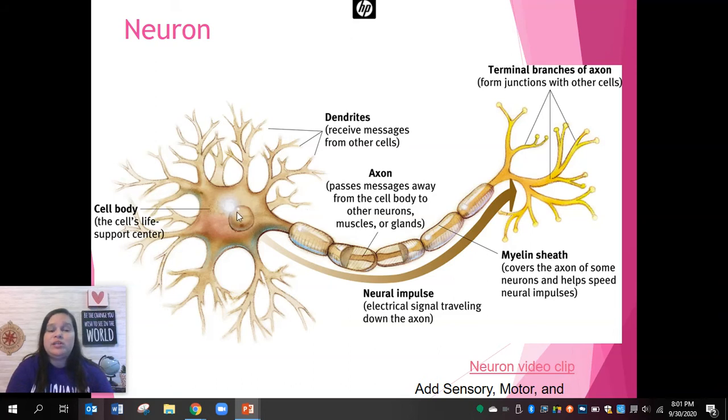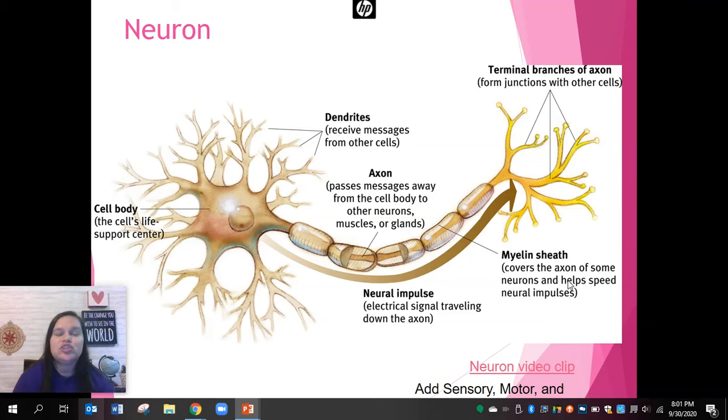So we've got a message being generated here in the cell body, and it's indicated here by this brown arrow. That's our neural impulse, the electrical signal traveling down the axon. Our axon is wrapped in a fatty tissue called myelin sheath.